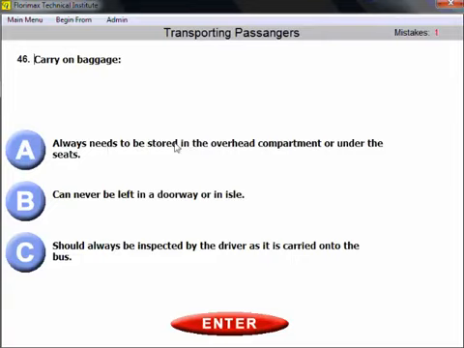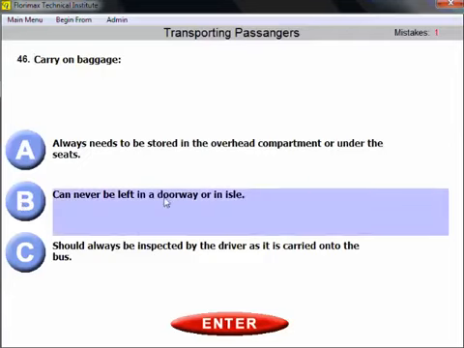Let's try. Always needs to be stored in the overhead compartment. No, again, logically, you could carry it in other places than overhead compartment. Should always be inspected by the driver. No, driver usually does not do it, right? So can never be left on a doorway, because in this case it will block the exit in case of emergency, and that's how you answer this question. So this carry on baggage, luggage can never be left on a doorway or in aisle.